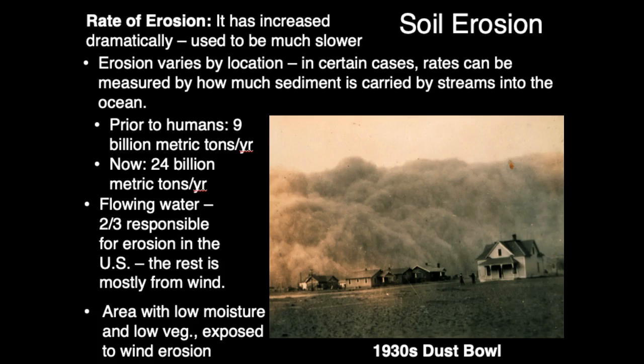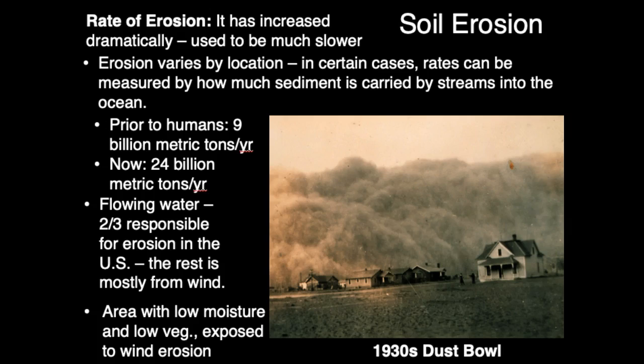Overall, flowing water is responsible for about two thirds of the erosion, at least in the U.S., and wind is responsible for most of the remaining third of this erosion. Wind will affect areas that are typically low in moisture and that have low vegetation cover, areas that are exposed. Water acts on all of the soil types where it is present, so most of them.